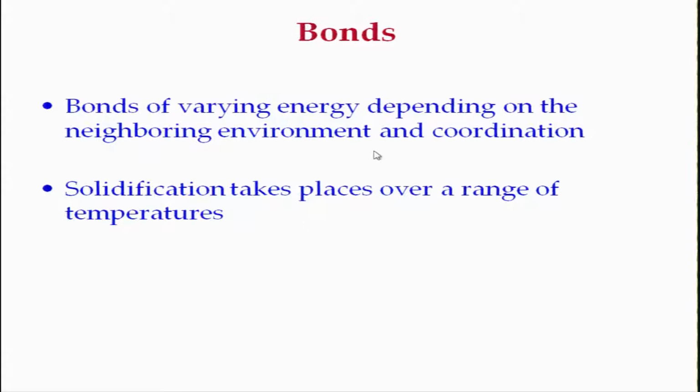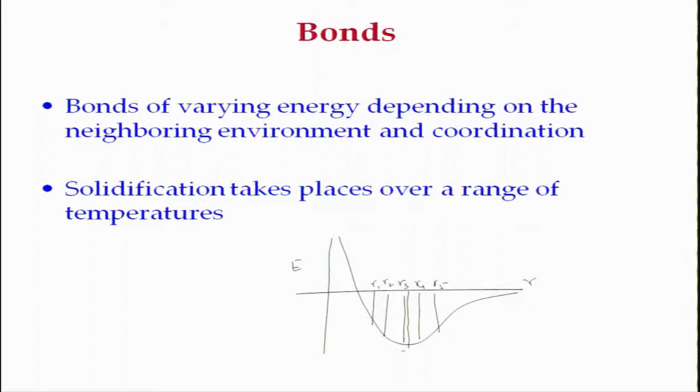As I said, the essential issue in the glasses is that there are bonds of different lengths, as I told you in the previous slide. If you have, for example, this is a potential energy plot, E versus R. If you have bonds of different lengths, let us say R1, R2, R3, R4, R5. In case of a crystalline material, you have a minimum at R0, and that is what you have all over the place.